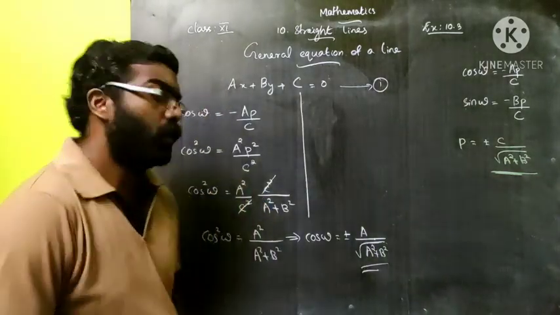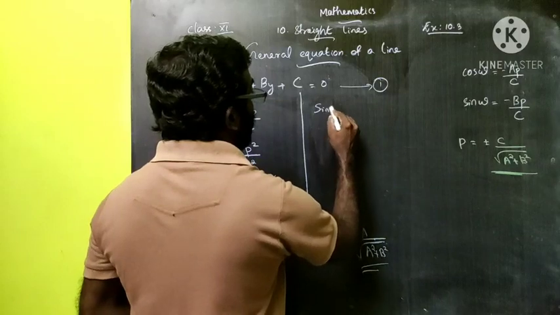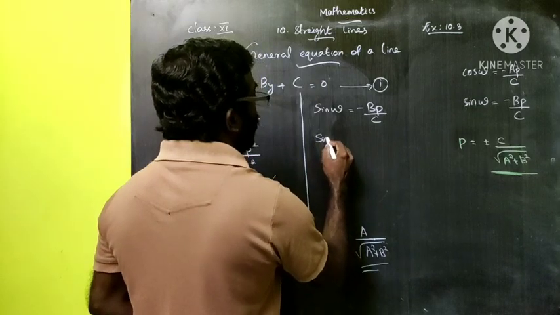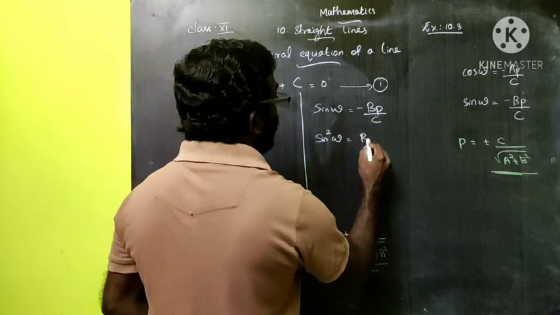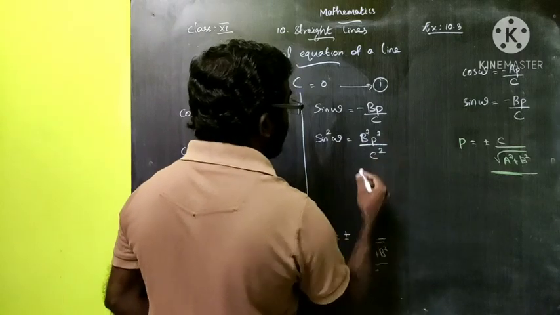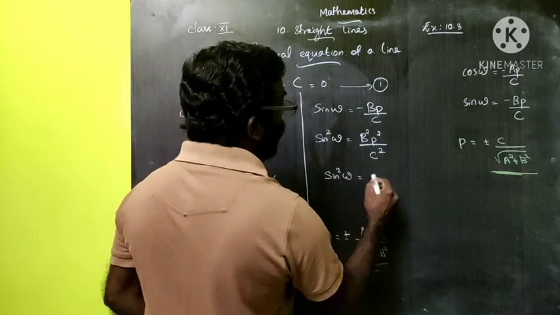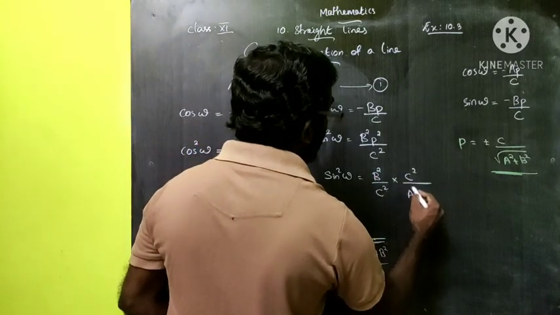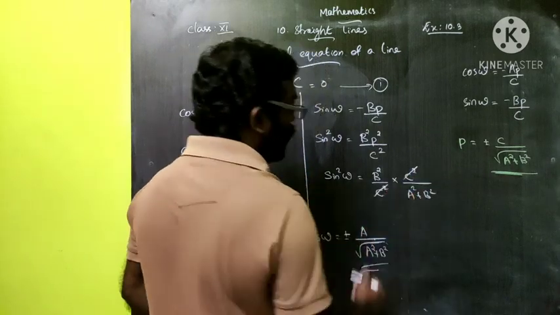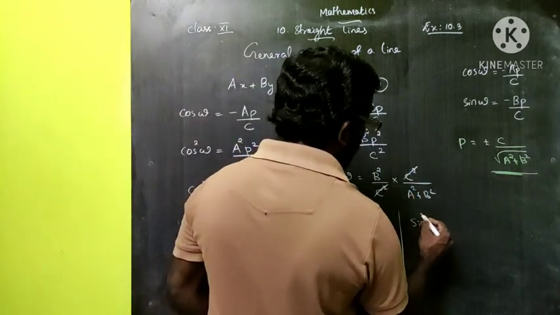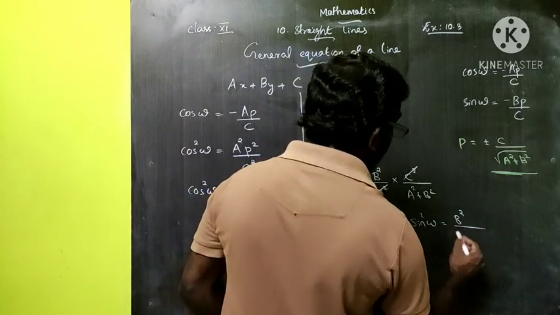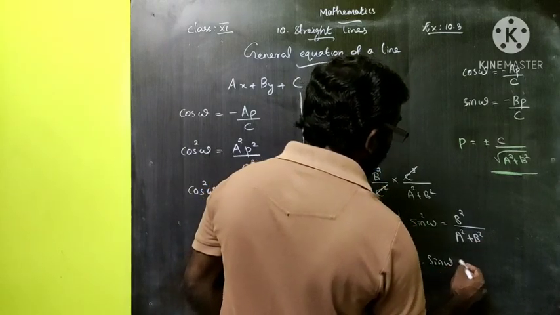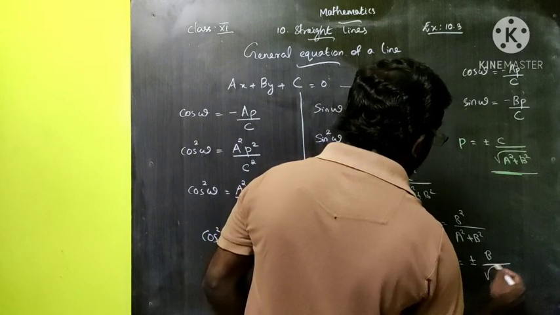Similarly, we can find the value of sin omega. Here sin omega is equal to minus BP by C. Again we can square on both sides. Sin square omega is equal to B square P square divided by C square. That is sin square omega is equal to B square by C square into P square, which is C square by A square plus B square. Again we can cancel C square, and we get sin square omega is equal to B square divided by A square plus B square, and therefore sin omega is equal to plus or minus B by root of A square plus B square.